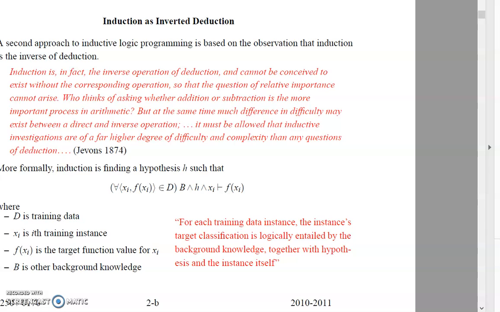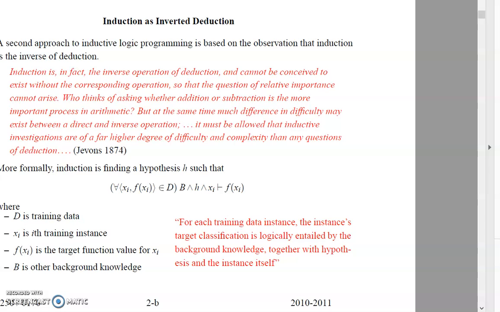Today's class we are going to see induction as inverted deduction. So far we have seen several learning algorithms which are inductive based, and here also we are going to see an inductive based algorithm, but with a different approach, by saying how we are inverting the deductive logic and obtaining induction through inverting the deduction. It is one definition by Jevons in 1874, saying that induction can be obtained by inverting the deduction.